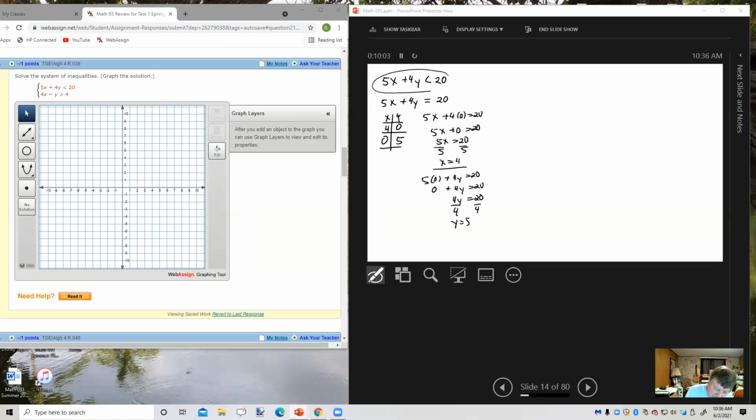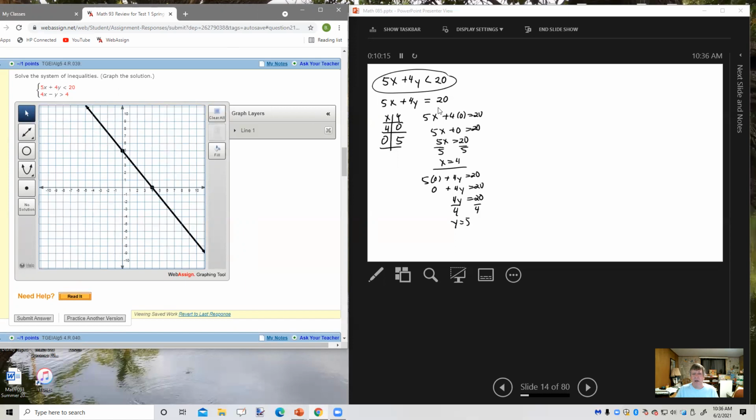So I now have two ordered pairs that are solutions to the equation, and that will allow me to graph the inequality. I'm going to click on that until it's a solid line. I'm going to graph the points 4, 0, and 0, 5. I see that the original inequality does not have an equal sign, so I'm going to make it a dashed line. Then I'll use 0, 0 as a test point again.